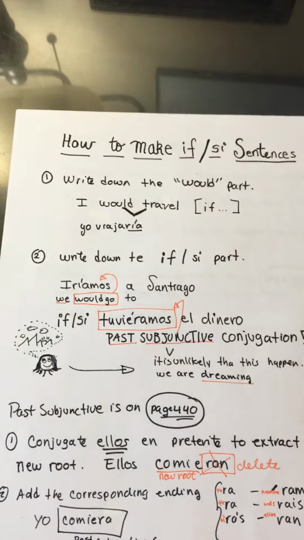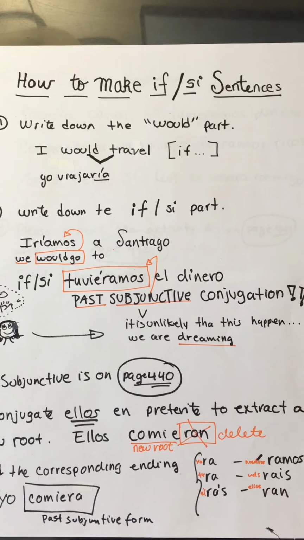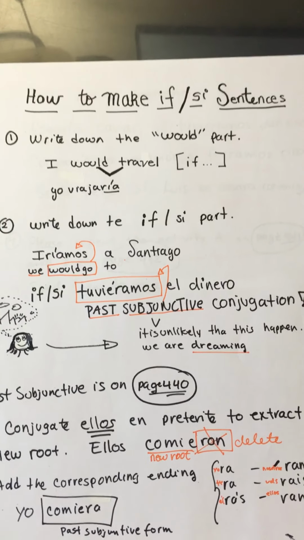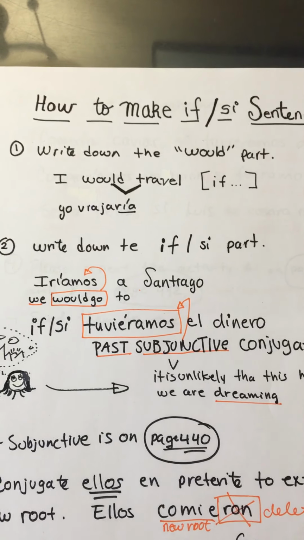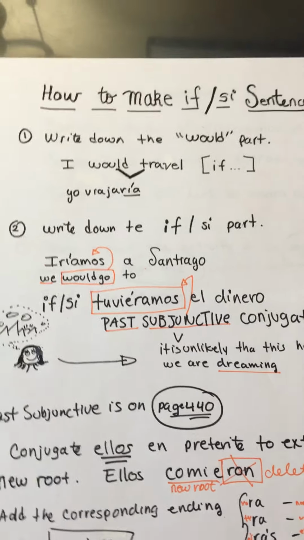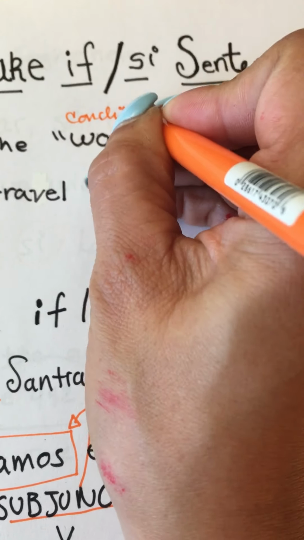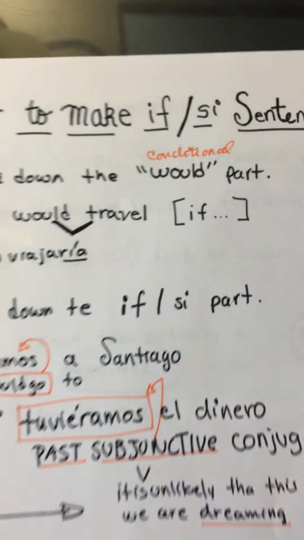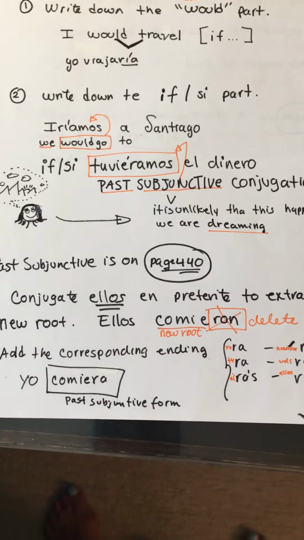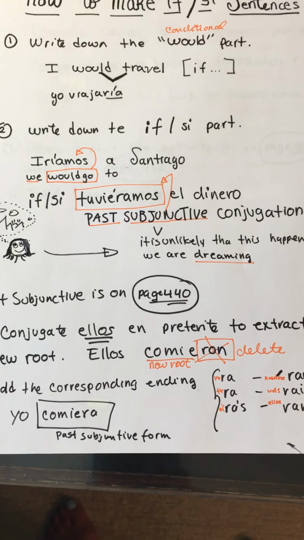Okay, so the first use of the conditional is to make if sentences. And how do you make if sentences? Si sentences. Okay, first you will write down the would part, the conditional part. So this would part is the conditional. Let me write down here. Conditional. The conditional part. And then the if part. Okay, how do we make the if part? We will write down the if part.